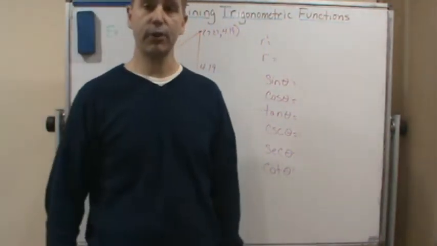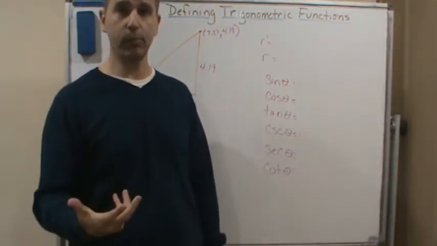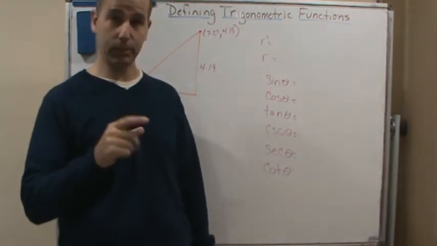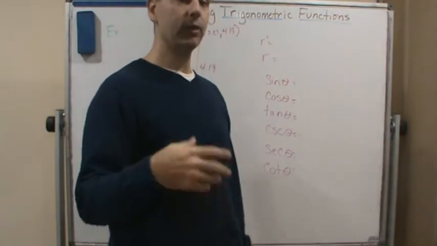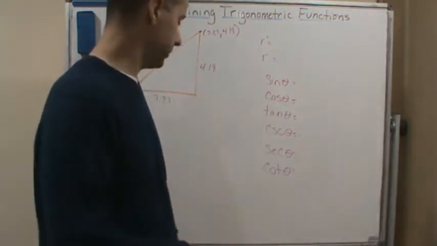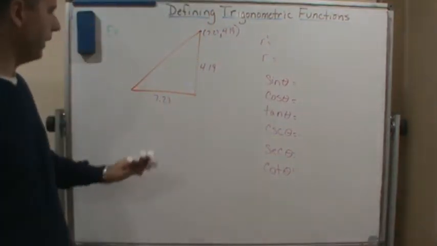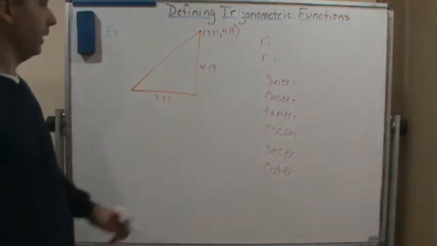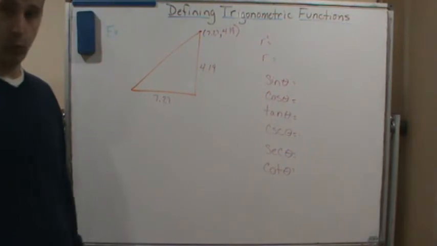Okay, so now here's another example of a triangle and given a point. But in this case, I'm not going to draw the exact point, but I'm going to use the triangle to figure it out nonetheless. Now, so here I have a point. I'm given a point 7.27, comma 4.19.